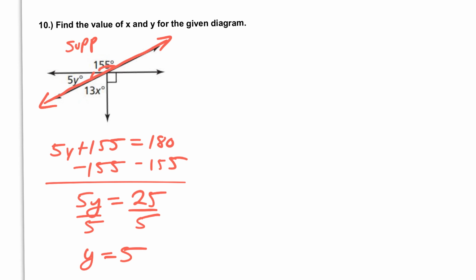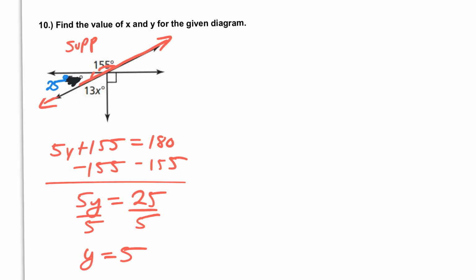Okay, so since y is equal to 5, we know that this angle measure is going to be 5 times 5, or 5 times y. So this angle measure right here is 25 degrees. So I'm going to go ahead and scribble this out and then rename that angle 25 degrees, because that's going to help us be able to find x.